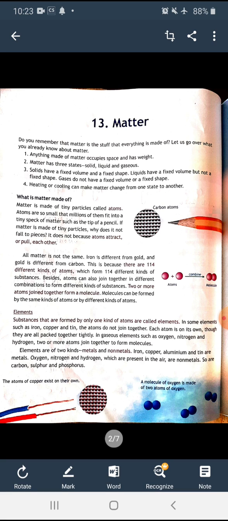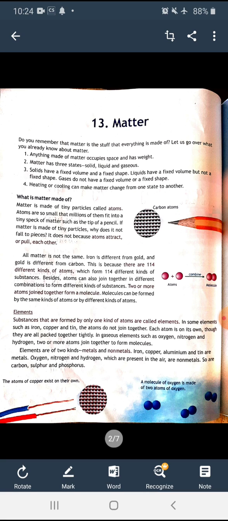Matter has three states: solid, liquid and gas. We will discuss these three states in this chapter: solid state, liquid state and gaseous state. What is solid, liquid and gas? It is clear from the name itself, and I'll show you examples of these. Solids have a fixed volume and a fixed shape. Liquids have a fixed volume but not a fixed shape. And gases do not have a fixed volume or a fixed shape.